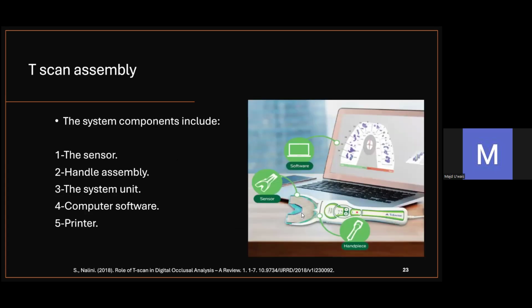This figure will give you an idea about the T-Scan, which is simply composed of the sensor present in this biting fork, the handle assembly, the system unit, the computer software, and a printer.